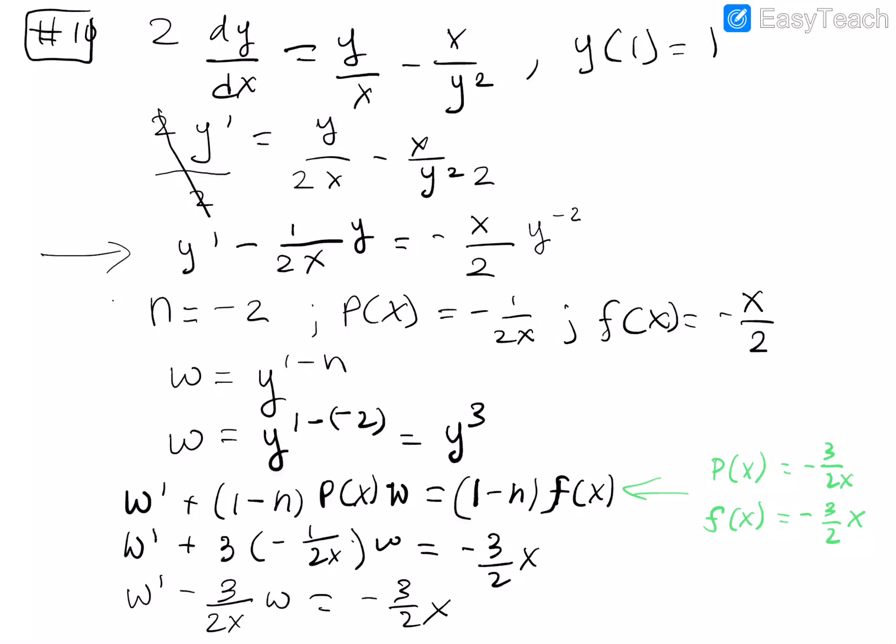Okay, so we're going to go ahead and find out what our mu is equal to, which is just e to the integral of p(x), which in this case was negative 3/2 over x times dx. That's going to equal e to the negative 3/2 ln x, which then equals x to the negative 3/2.